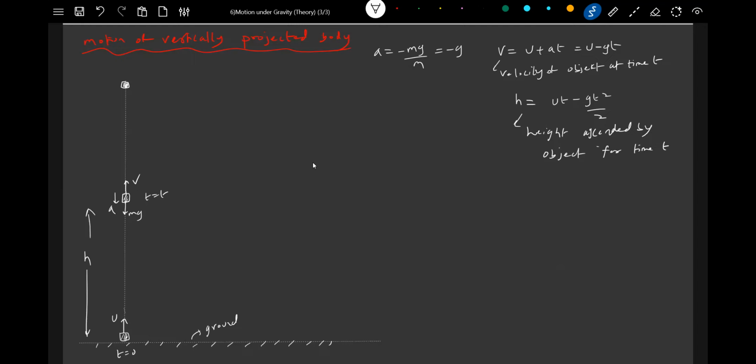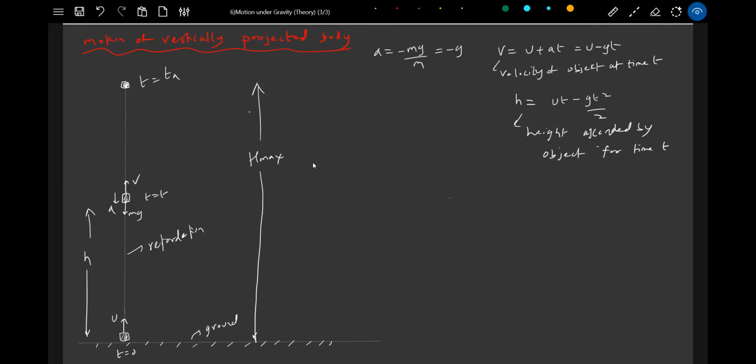So what is the type of motion it will describe again? It will be retarding motion, or deceleration, and how much deceleration? Equal to g, the acceleration due to gravity. Again, we have to study this particular motion in a vertically projected body. What is the maximum height it will ascend, and what is the time of ascent? This will become the maximum height ascended, and this will be the time of ascent.